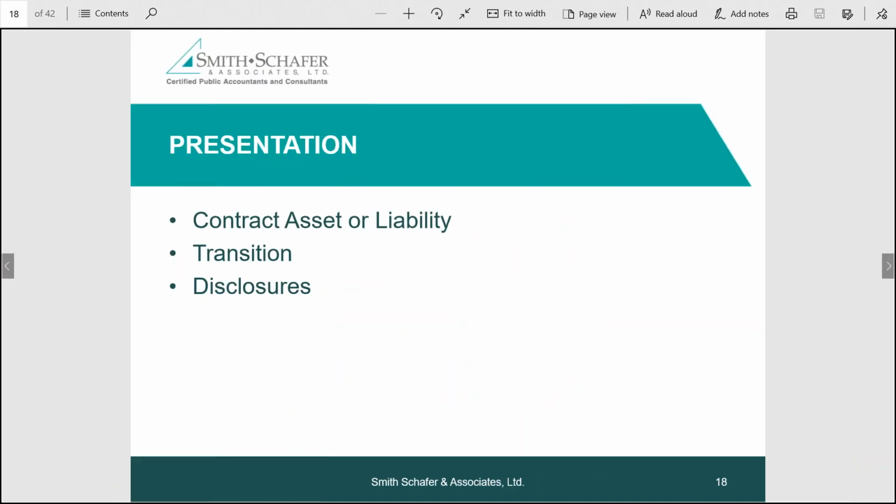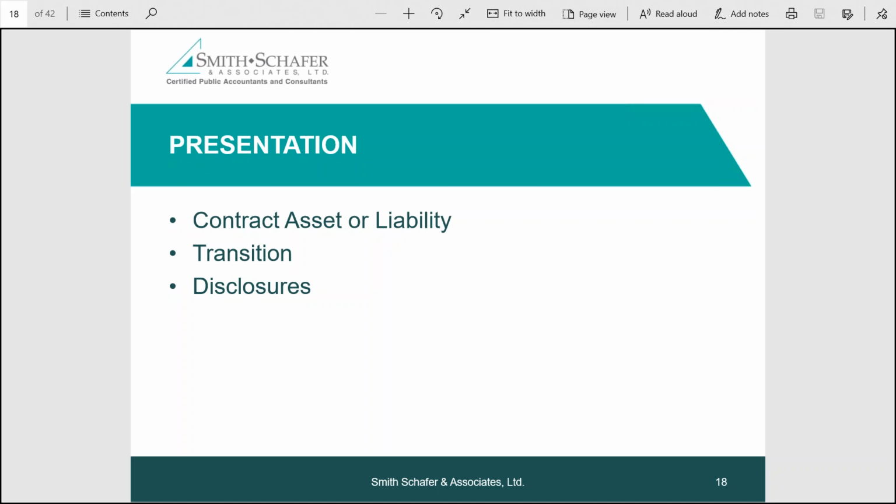So other things to consider if you do fall into this standard, we have some presentation concerns. First off, like I mentioned, you have new terminology. The new terminology, contract asset or contract liability, both of those replace a lot of the deferred revenue and those items I listed on an earlier slide that indicated that you could have a revenue recognition problem.